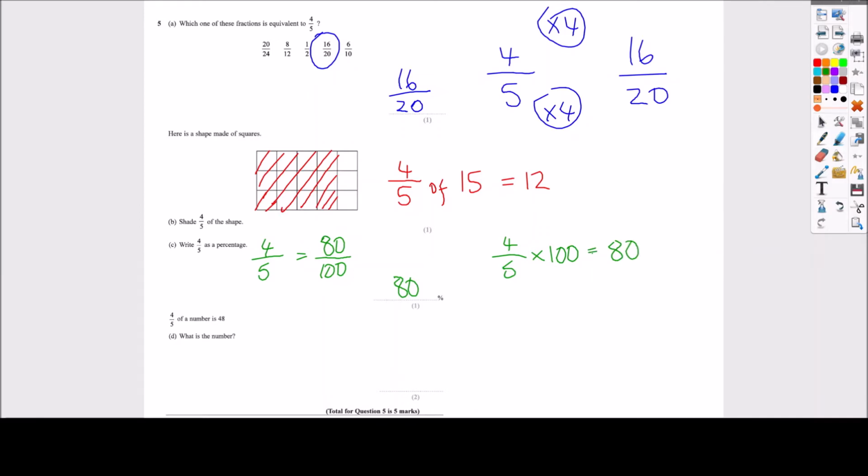Now, be careful with part D. It's not asking you to work out what 4/5 of 48 is. All right? This is saying after you've done the 4/5, you end up with 48. So the original number is going to be bigger than 48. So rather than taking 48 and multiplying it by 4 over 5, which you would do to make it smaller, we're going to multiply it the other way around. We're going to multiply it by 5 over 4. So 48 multiplied, open up your fractions button, 5 on top, 4 on the bottom, we get 60.